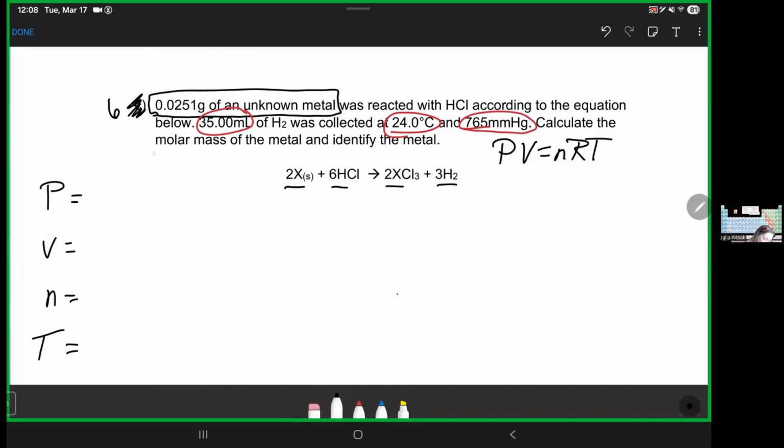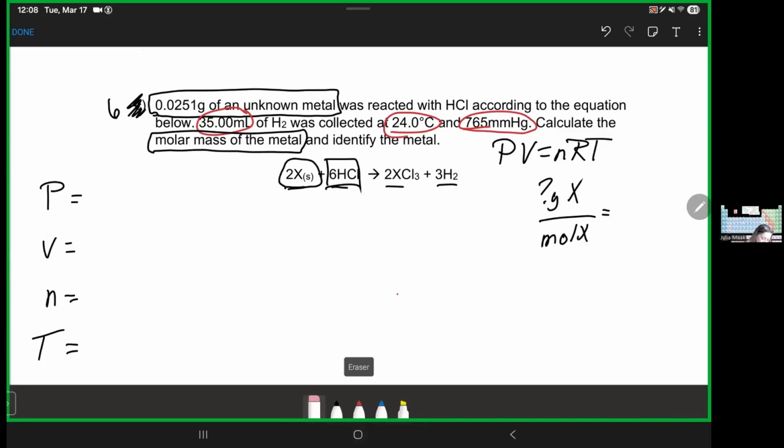Okay, calculate the molar mass of the metal. There's our question. So we're looking for how many grams of X, our metal, over moles of X, our metal. And I know X is the metal because they said our metal reacts with hydrochloric acid. So they gave us our grams of metal. We are not using that to calculate moles of gas because we need it for the calculation of the molar mass of the metal.